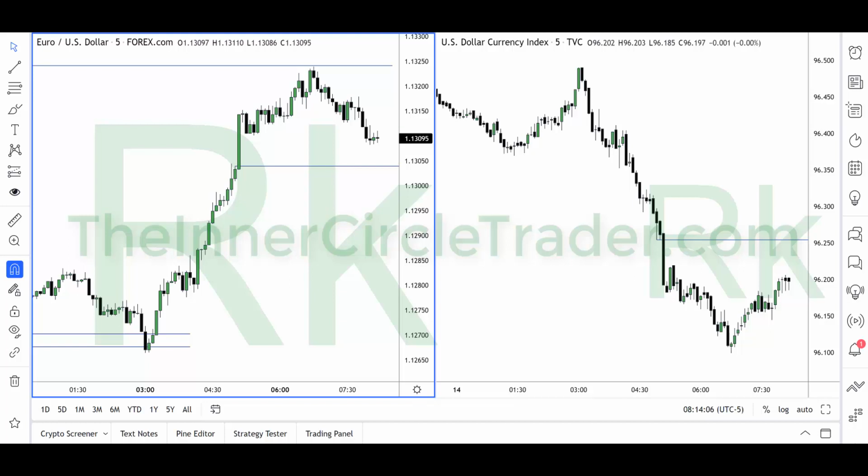All right, folks, we're going to be looking at the euro dollar versus the dollar index. Euro dollar pair is on the left-hand side. Right-hand side, we have the dollar index. So I'm mapping out a market maker sell model, real time here with the euro, sticking with the bias that the dollar index should go higher.